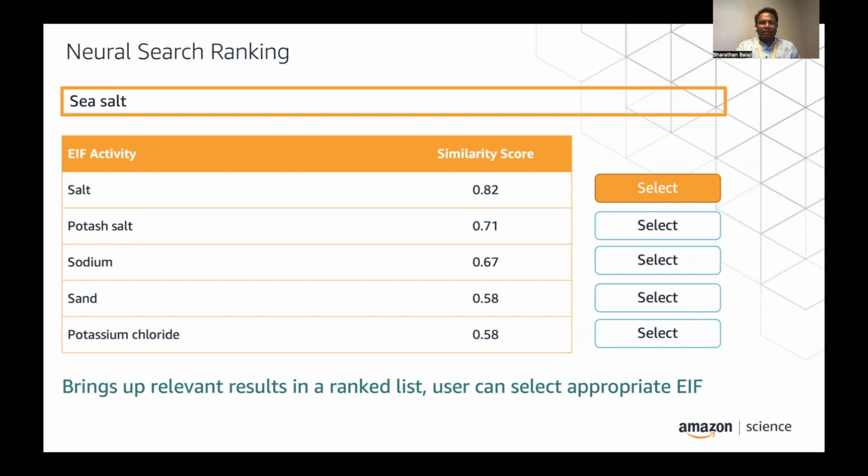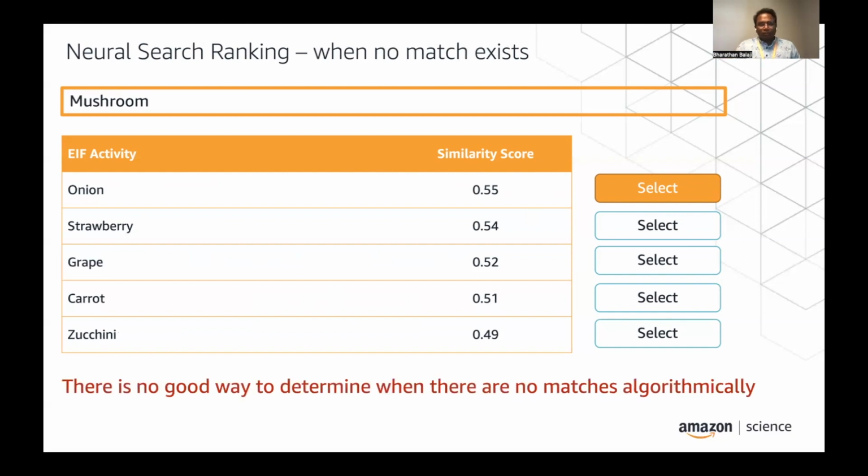However, neural search ranking is designed to search across millions of data points. And EIF datasets are not so large, and many of these things we are looking for may not actually exist. Here is an example of a mushroom which does not exist in our dataset, and the neural ranking shows all the related vegetables that are present, but they cannot be used as a replacement for emissions associated with mushrooms. So they are semantically related, but the carbon emissions might be quite different.